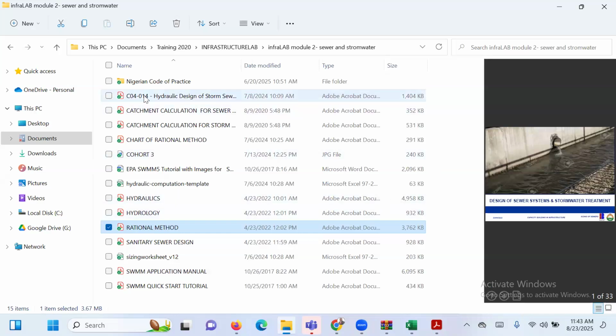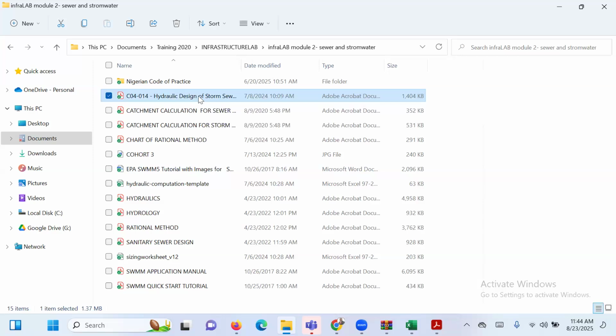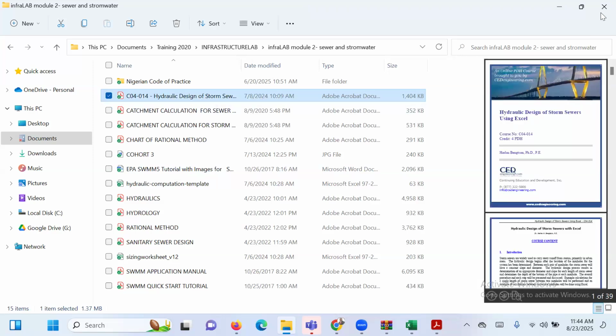So I think we have done a lot. I don't see anything to be done again here. I've explained the sanitary sewer. I've explained the rational method. I've explained the hydrology and the hydraulics. And I think that's all for now. That's all I can say for now. So I've laid the foundation for what we want to do.